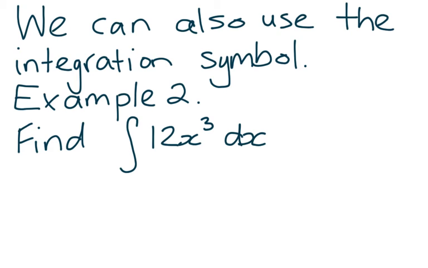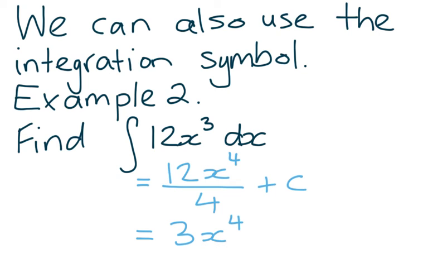So we can also use the integration symbol, which is shown in example 2. It's like an elongated S. So we have find the integral of 12x cubed dx. So dx is just saying in terms of x. So to do that, we would do the same as what we did before. We would put the power up by 1 to be 4. So we've got 12x to the power of 4 over 4, add c, and then we just simplify that to become 3x to the power of 4 plus c.